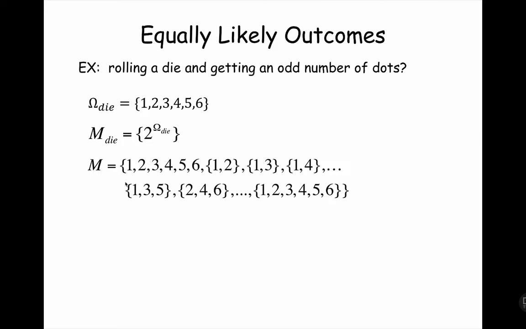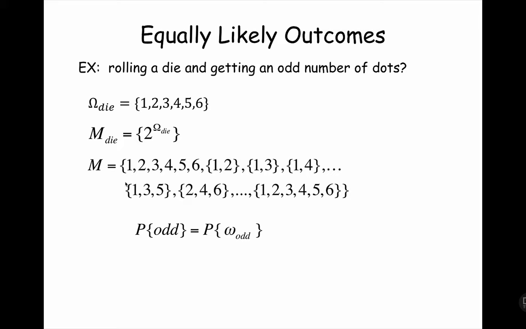So if I were to write that out, what does that sigma algebra look like? It has the 1, 2, 3, 4, 5, 6, the singletons. It has the pairs 1, 2, 1, 3, 1, 4, and so forth. It has the triples 1, 3, 5, 2, 4, 6, and all the other triples. It has the four-way, and it has omega, which is 1, 2, 3, 4, 5, 6. Oh, wait a minute. Lo and behold, look at that. There's 1, 3, 5, the event corresponding to the odd number of dots. So I can absolutely define a probability over that. It exists. Wonderful.